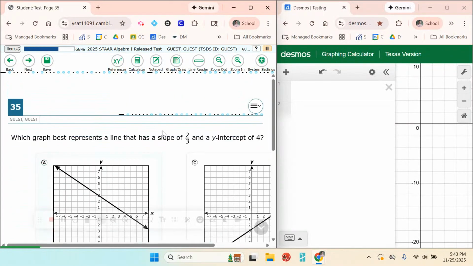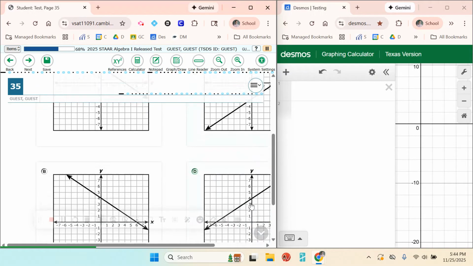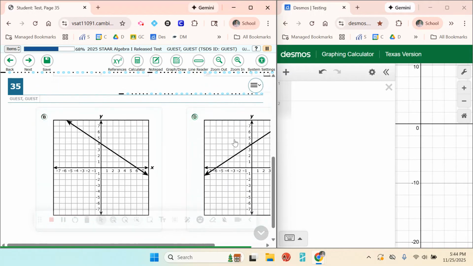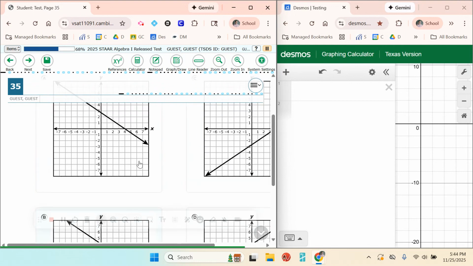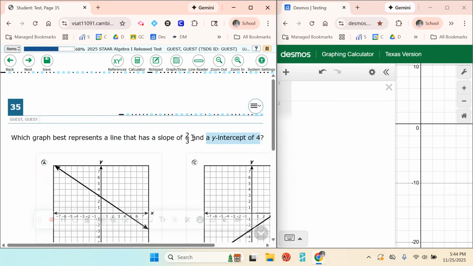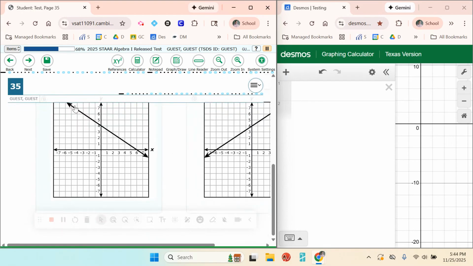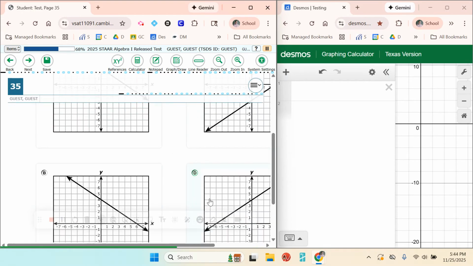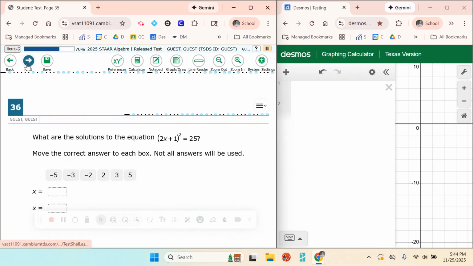Question 35. Find the graph that has a slope of 2 over 3 and a y-intercept of 4. Start with the y-intercept always with these questions, because if you go down the line, y-intercept, nope, not even close. Y-intercept, nope, not even close. I'm between B and D. Both of these cross the y at 4, so even if I don't know what's next, 50-50. Then I look at the slope, guess what? It says positive. That means that we've got to be going up. So between these two, this one is going down, this one is going up. That's the only one it can be.